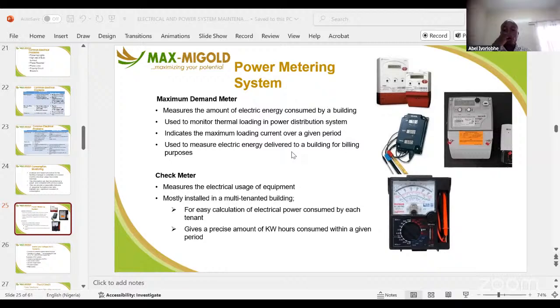So the difference between your maximum demand meter and your check meter will give you the consumption in your common area, which can be shared equally to your customers or to your end users. So this is the maximum demand, this is the check meter. This is the normal meter we use to monitor our reading daily.